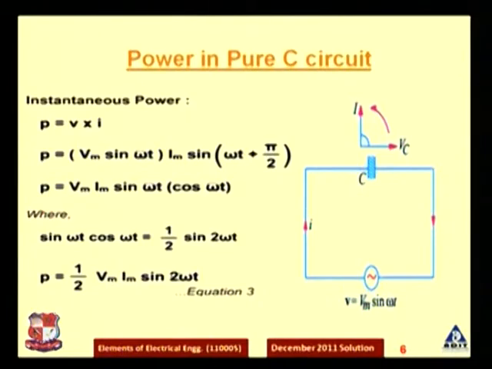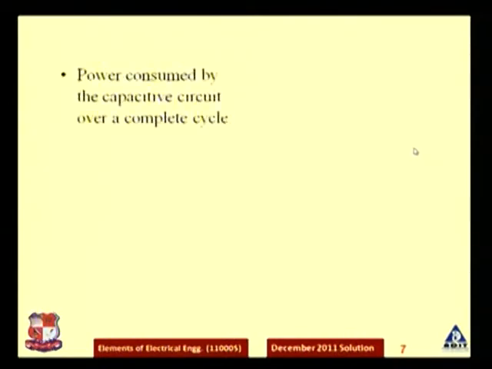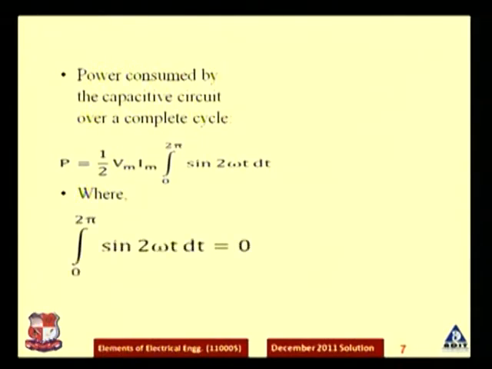Now you can put in the values and apply the trigonometry rules. You will get P is equal to 1/2 Vm Im sin 2 omega t. You can label these as equations 1, 2 and 3. Now the power consumed by the purely capacitive circuit over a complete cycle is P is equal to 1/2 Vm Im times the integral from 0 to 2 pi of sin 2 omega t dt, where the integral of sin 2 omega t dt from 0 to pi is 0. So you can say that P is equal to 0.